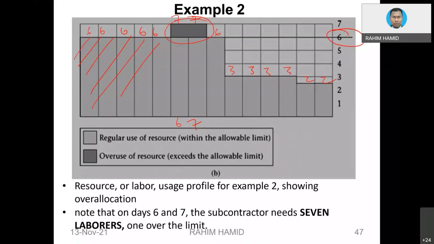Our activity requires 7 labor, but the maximum limit that we allow is basically only 6. Okay, so that is the situation because of the resource limitation. Okay, what shall we do?